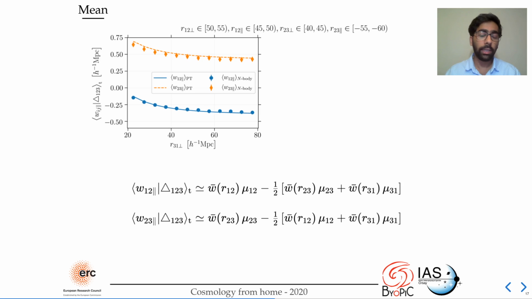The analytical prediction was obtained using the equations shown below, where the W bar here is the pairwise velocity in 2-point, and mu here denotes the line of sight angle, the angle between the line of sight and one side, 1,2.